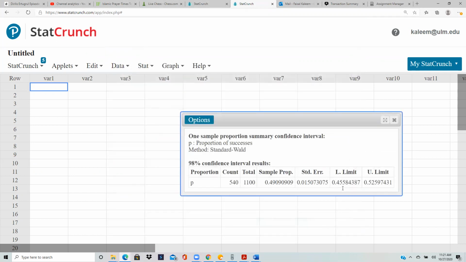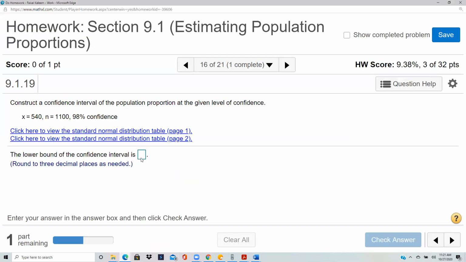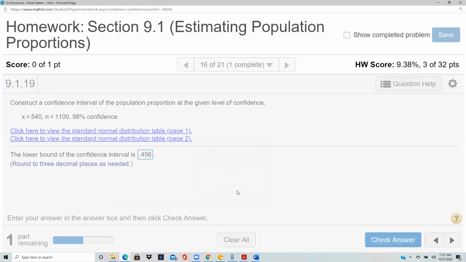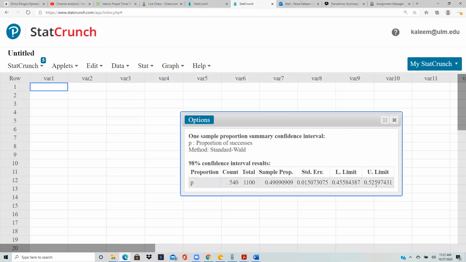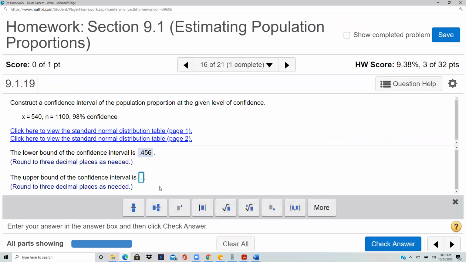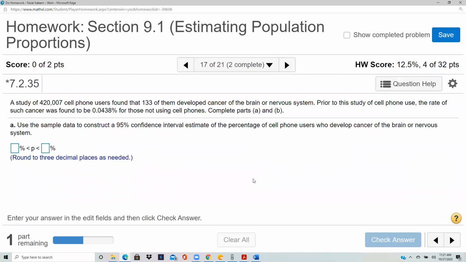The lower bound is 0.456. And the upper bound was 0.526. Okay, so you have to make a confidence interval.